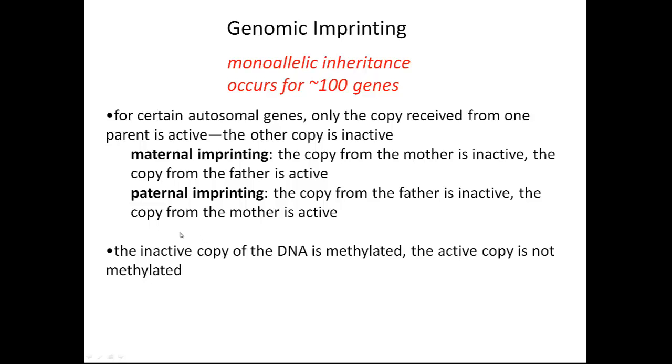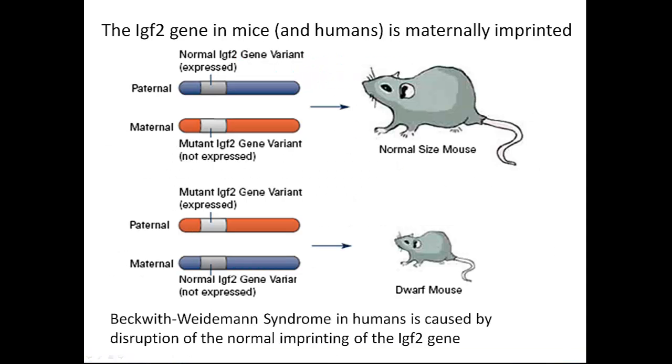So the way this happens is that during spermatogenesis or oogenesis, there are certain methylation marks that are put on the DNA that inactivate that gene in either the father or the mother. And that methylation remains on the DNA through the gametes and through those early stages of development. And in the progeny, all of the cells in that individual will have that same methylation pattern that they received from the gametes. So an example of imprinting is the IGF-2 gene in mammals.